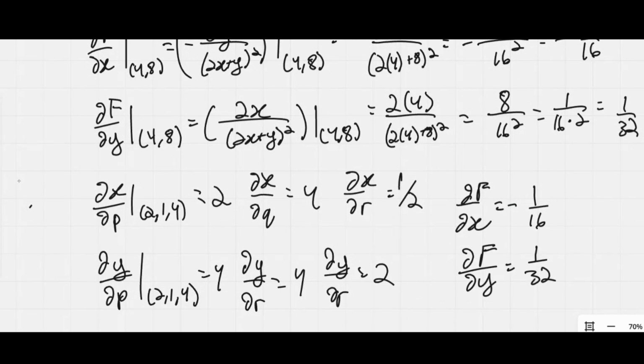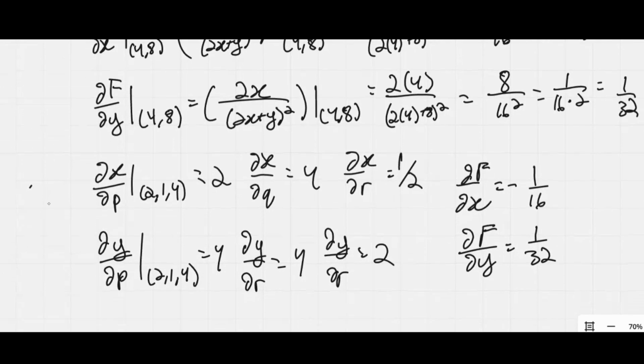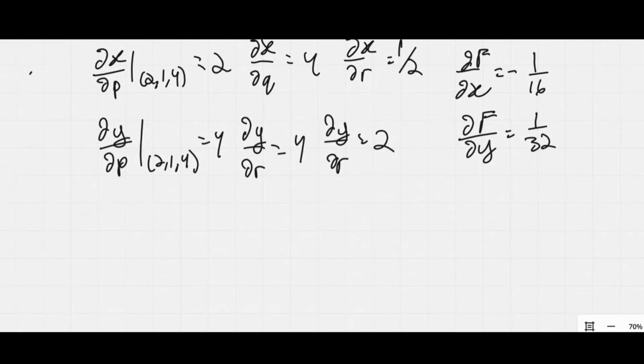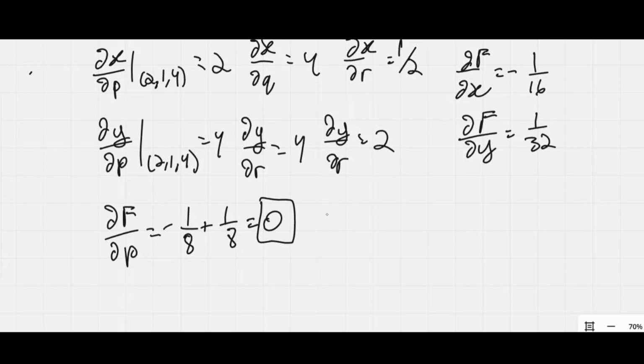Alrighty, so now to calculate del f with respect to p, so the partial of f with respect to p, what's that going to look like? Well, we are going to have negative 1 over 16 times 2, which is going to be negative 1 over 8. And then we're going to have 1 over 32 times 4, so that's going to be 1 over 8, added to the negative 1 over 8. And so that's just 0. So that's our first value.